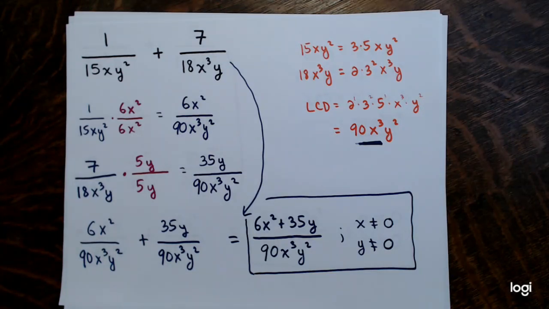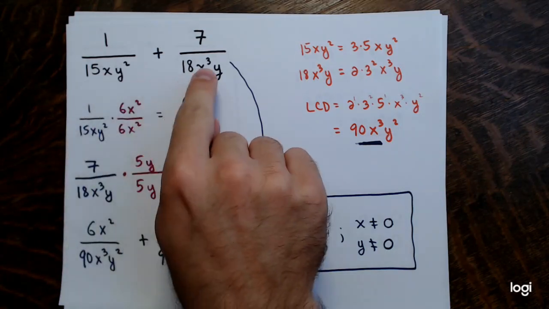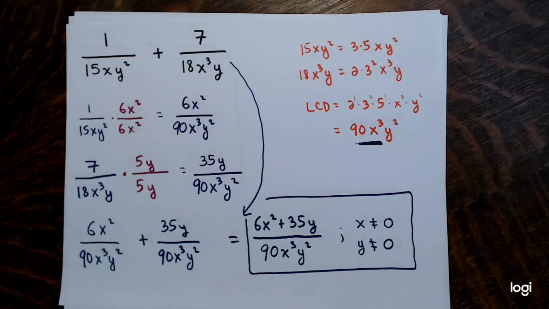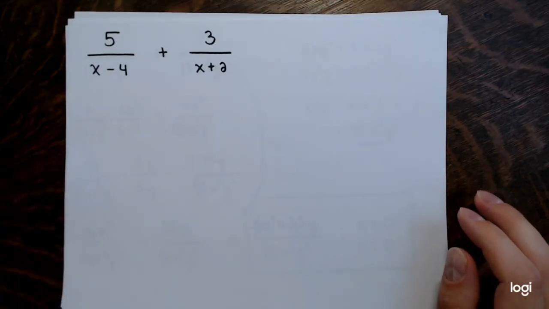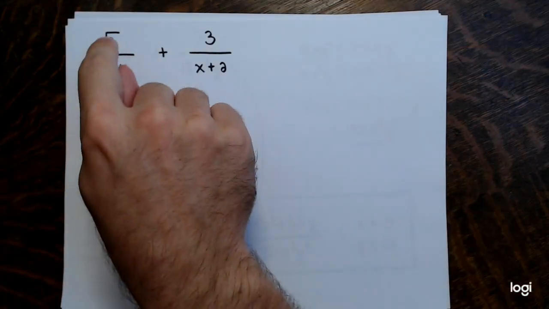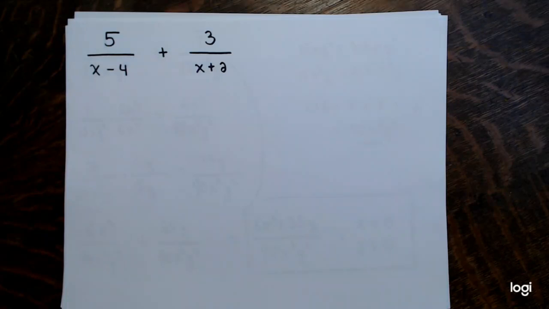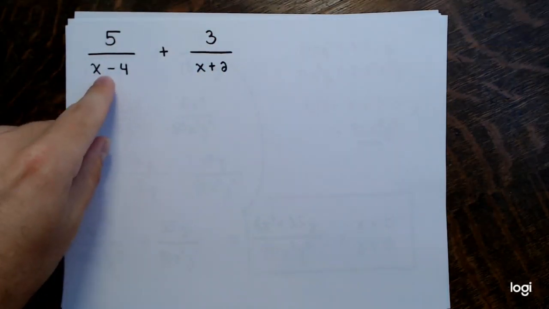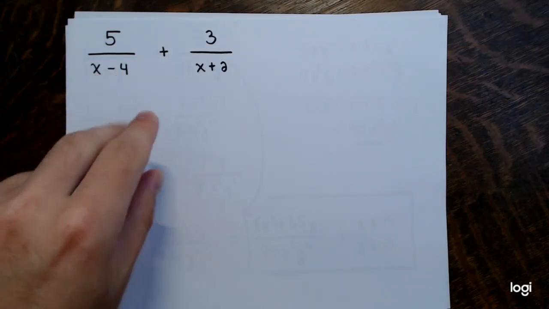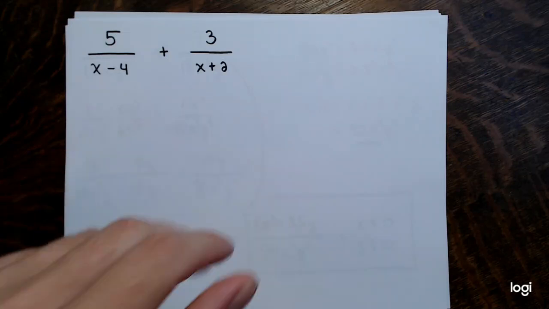Okay, so far all my denominators have had a single term. These denominators have been monomials. Now I get a little more complex denominators, some binomial denominators here. So here I have 5 divided by x minus 4 plus 3 divided by x plus 2. Now the denominators have multiple terms. This is x plus negative 4, 2 terms, x plus 2, 2 terms.